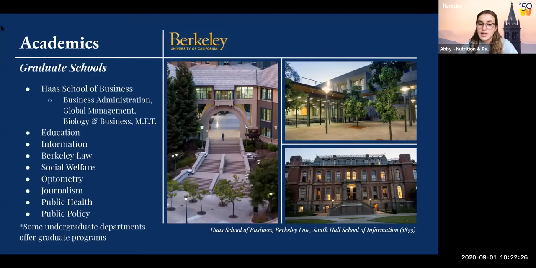A little bit different is the MET program that we mentioned before that combines that degree in the College of Engineering with a degree in the Haas School of Business. And this is one of those things that you apply into as a freshman. It has its own application process, and then you will go from there as a student in both colleges.